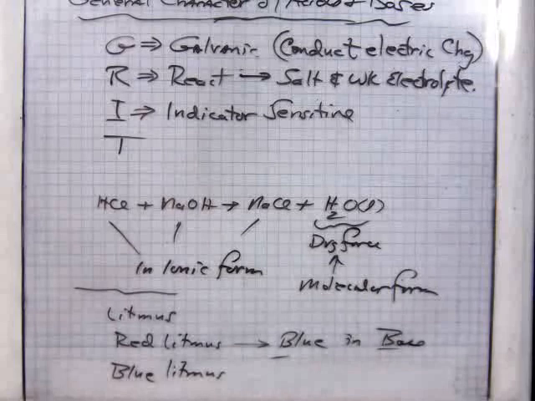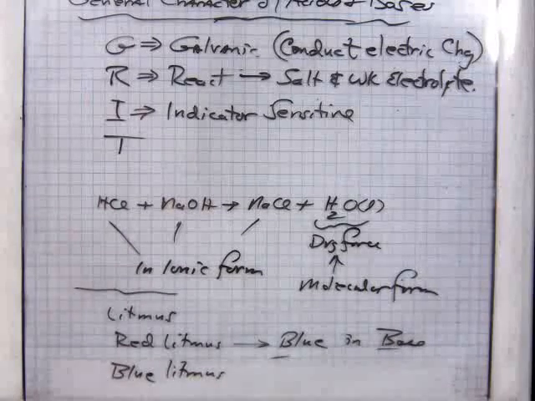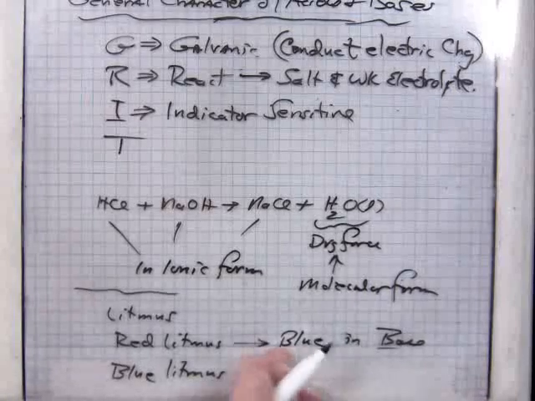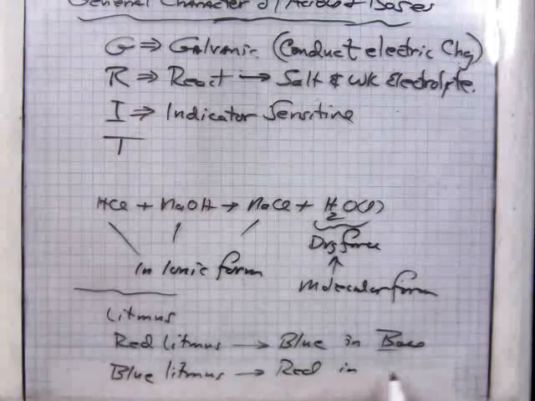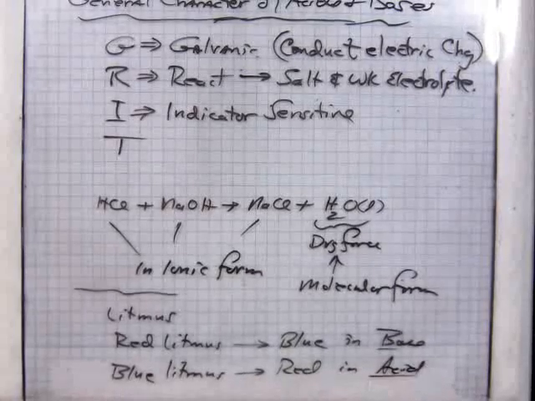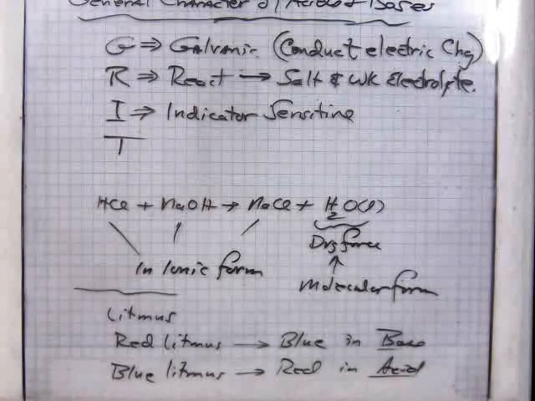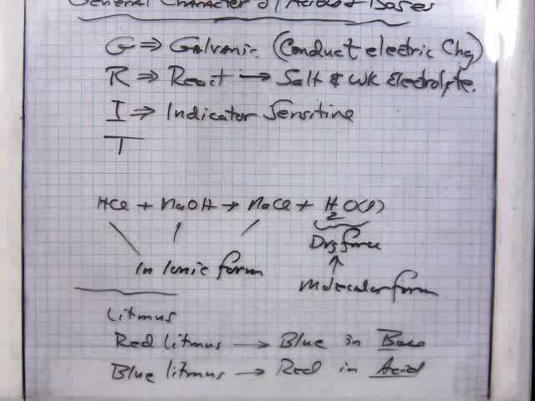The litmus paper is going to turn to the opposite color. Okay, that's a given. Now, if you're using red and it changes color, it's a base solution. If you have blue litmus and you test the solution and it turns red, it's an acid solution. So red litmus goes to blue in base, B base. Blue turns to red in acid. So you memorize it any way you want to.